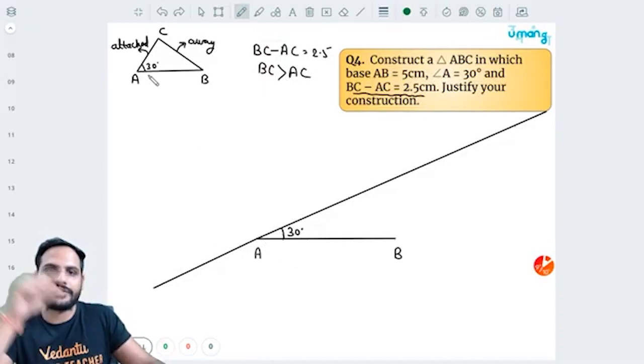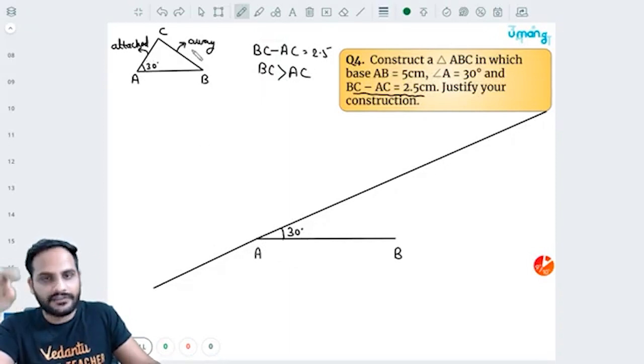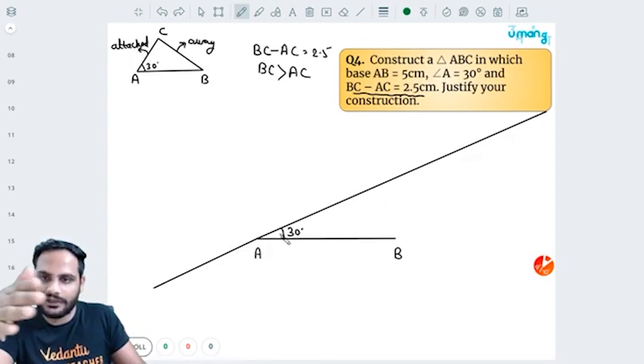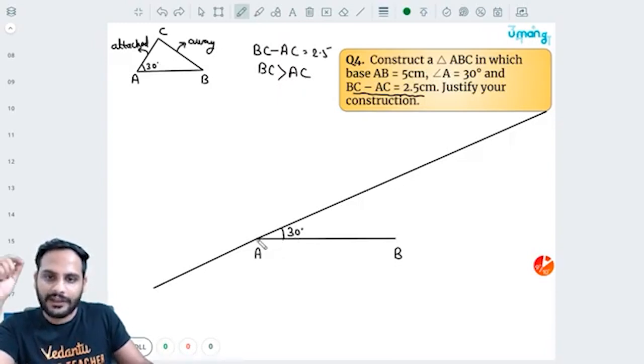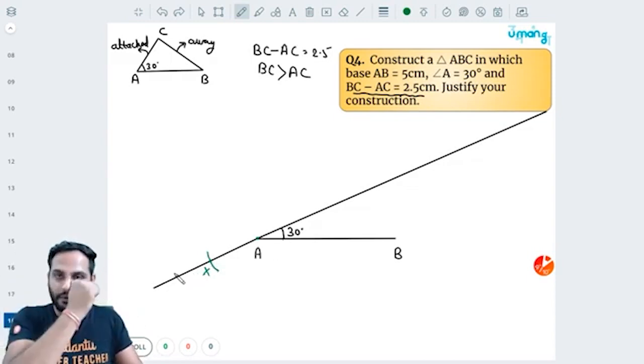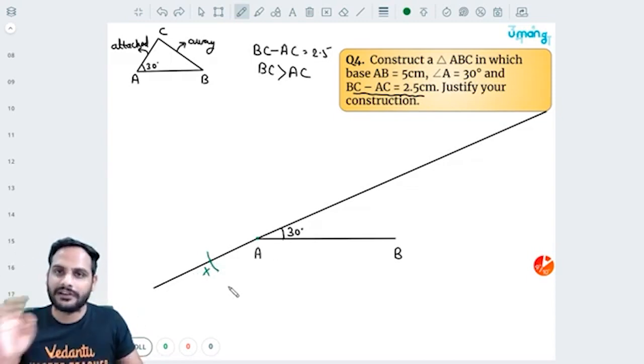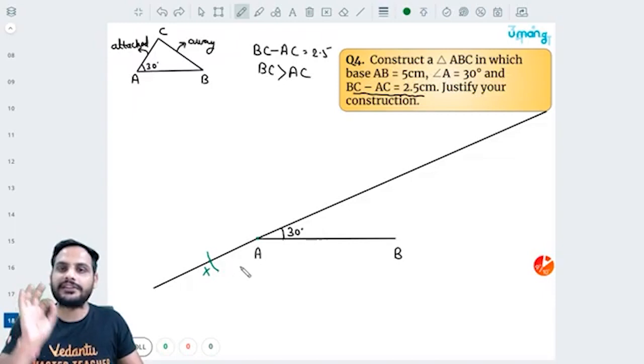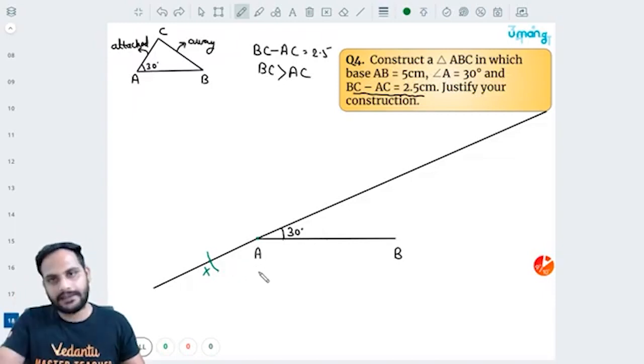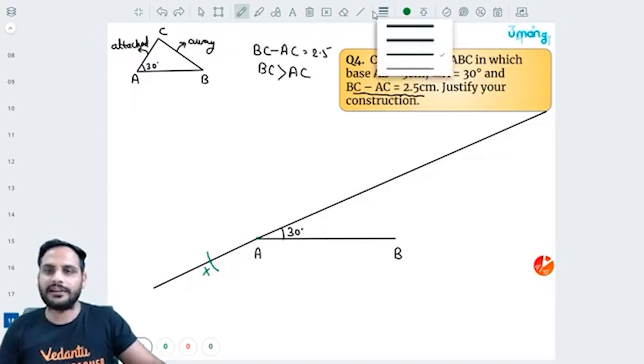So earlier, when the side which was attached was greater than the side which was away, we did it in the same manner, we made one cut on the outer part, on the normal line. But in this case we make the cut keeping the tip of the compass at A. I will make the cut of 2.5 centimeters in the extended part, on the bottom side. Got it? This is the only change. The rest is again exactly similar.